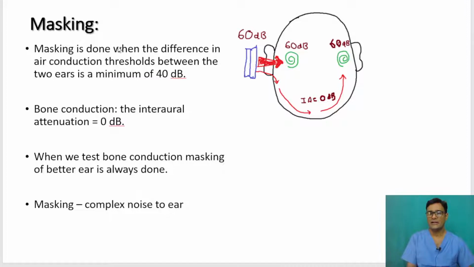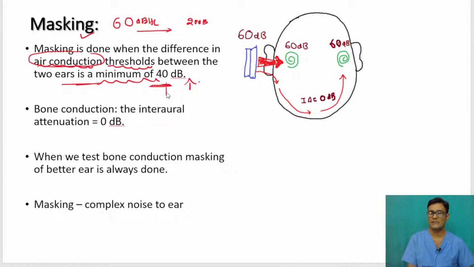Whenever we are testing air conduction, if the difference in air conduction thresholds between the two ears is a minimum of 40 decibels, we always use masking. Suppose the right side has a 60 decibel hearing loss and the left side has a 20 decibel hearing loss, we go for masking. So it should be a minimum of 40 decibels. If it is greater than 40 decibels, definitely you should do it. If it is less than 40 decibels, you don't have to do it.